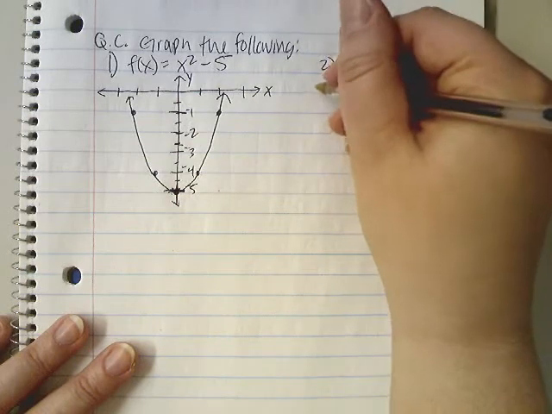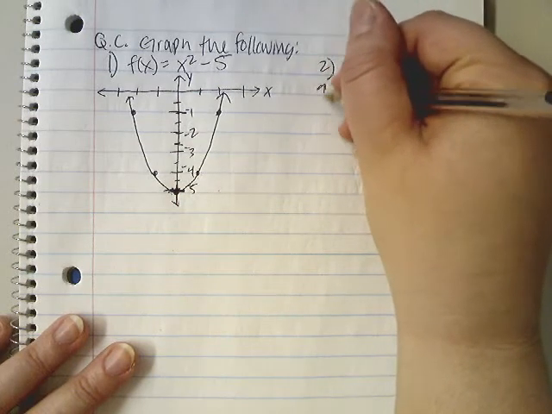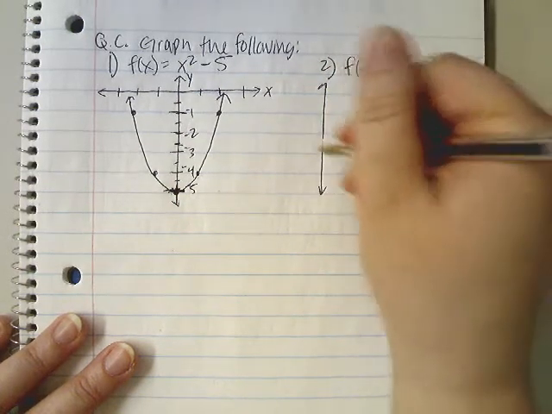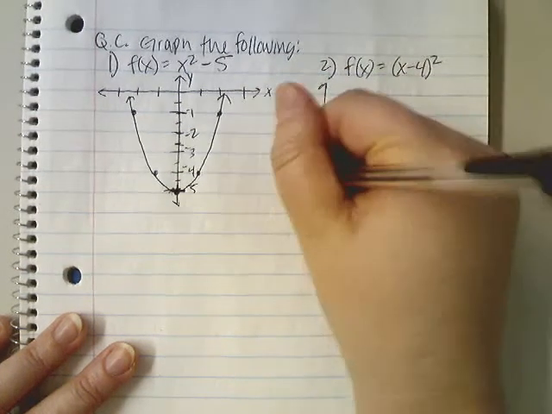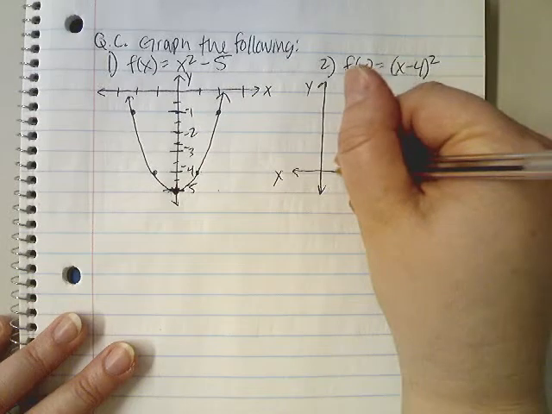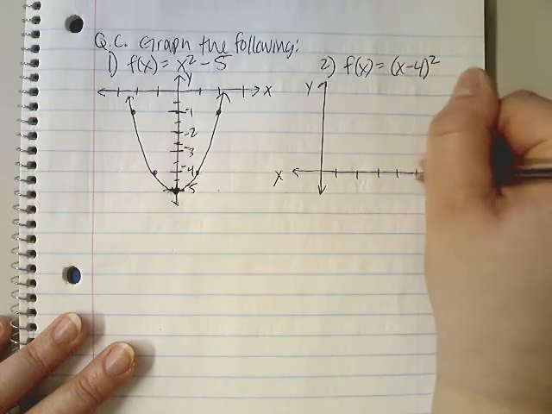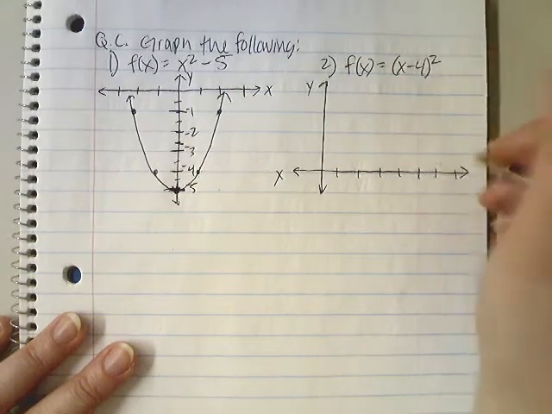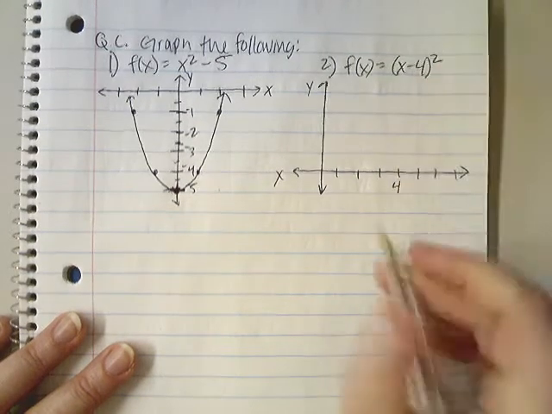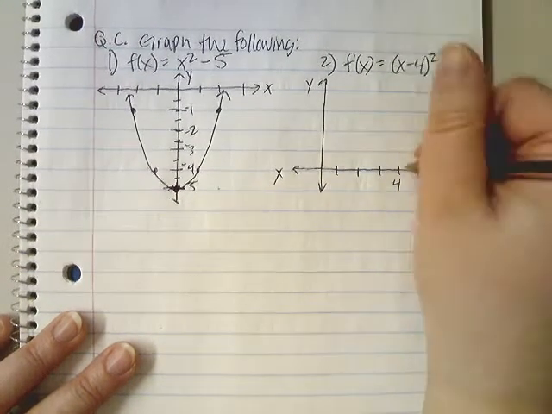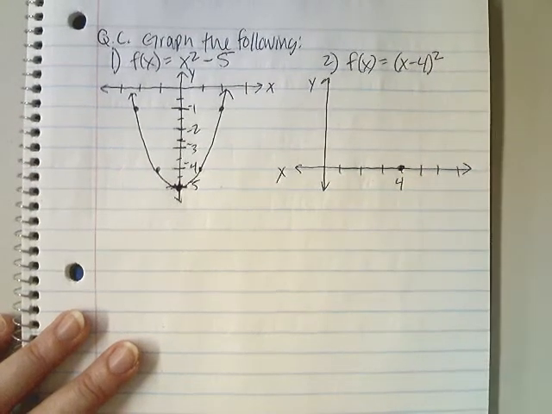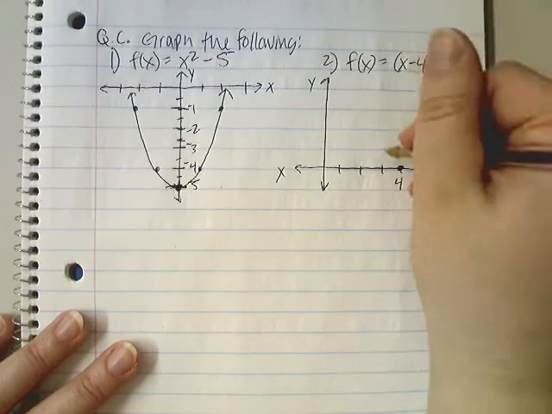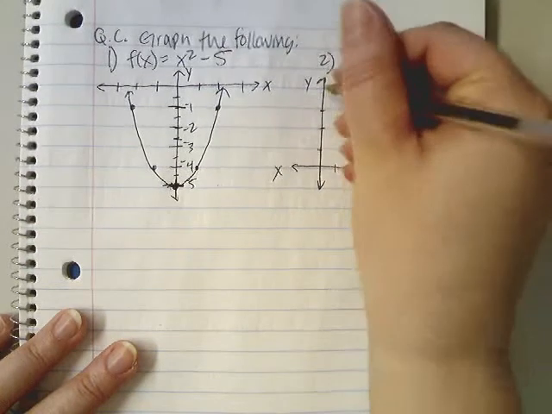So I'm going to draw my axis over here and here. So I have my x-axis, my y-axis. I'm going 1, 2, 3, 4, 1, 2, 3. So I'm giving myself some extra space, but I know that that's my 4 for my vertex, and my vertex will be at 4, 0 since there's no vertical translation. And then my slope is going to stay the same.